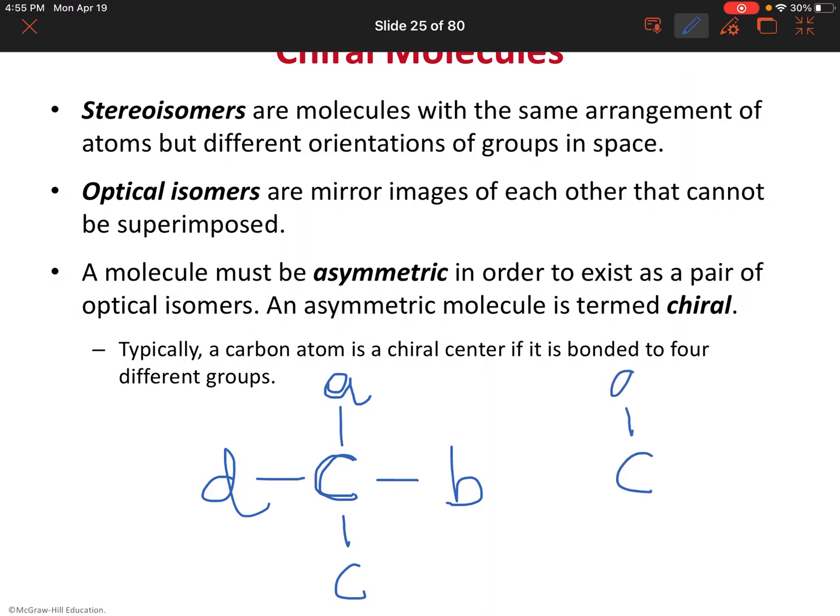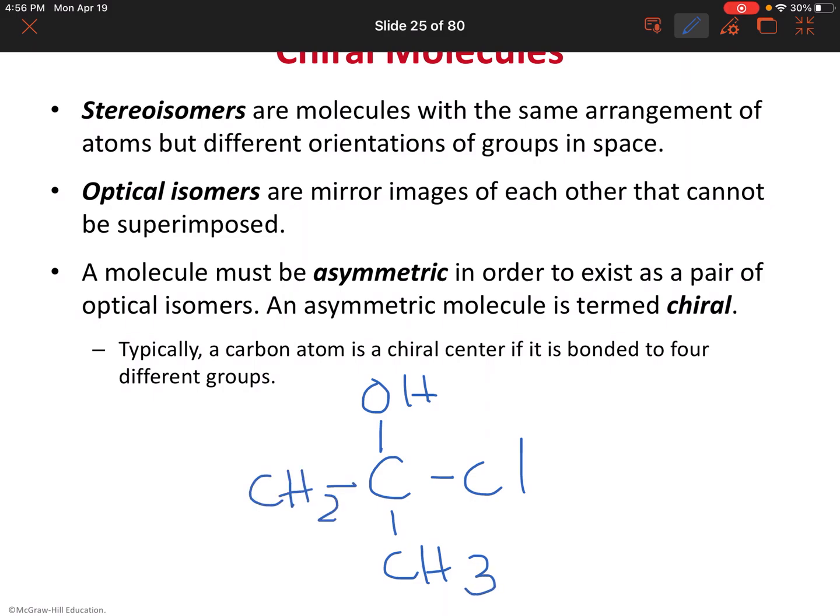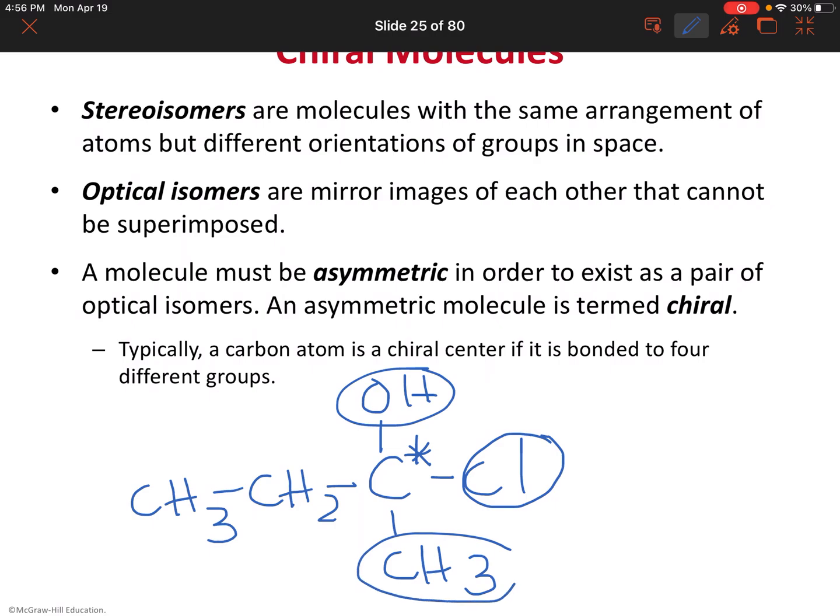Let's say you have this one, carbon with A, B, C. Is this going to be optical or a chiral molecule? No, because there are 2 groups that are similar. So if you have 4 different groups, then we would say that is an optical isomer. For example, let's say carbon has an OH group and a chlorine attached to it. Let's say you have a methyl group and an ethyl group, CH2, CH3. If you look at this carbon here, is it a chiral molecule? Yes, it is, because the carbon is attached to 4 different groups. So this one is Cl, OH, CH3, and this one is a different group, CH2, CH3, chiral center. So those are called optical isomers.